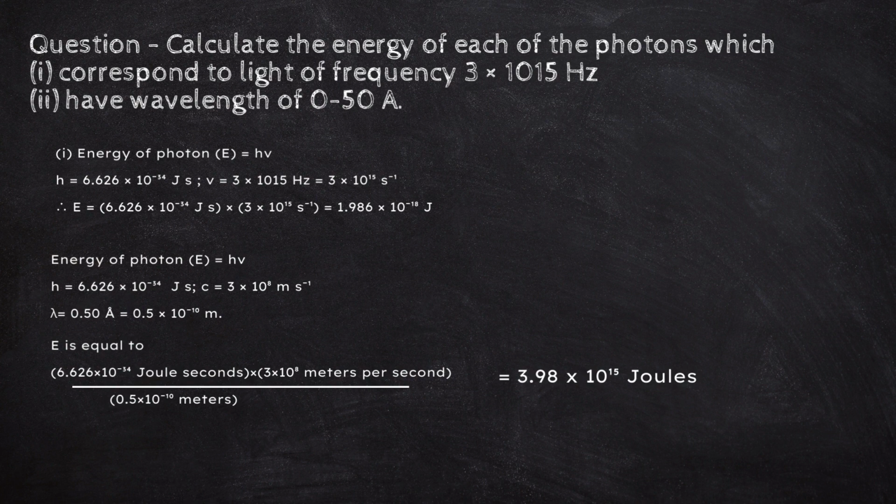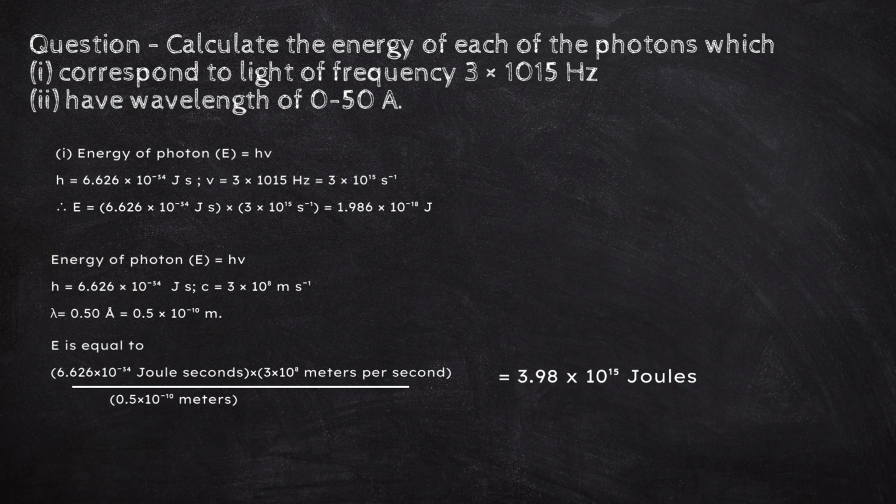Therefore, energy is equal to Planck's constant multiplied by frequency, which is equal to 6.626 times 10 to the power of negative 34 joule seconds, multiplied by 3 times 10 to the power of 15 per second, which equals 1.986 times 10 to the power of negative 18 joules.